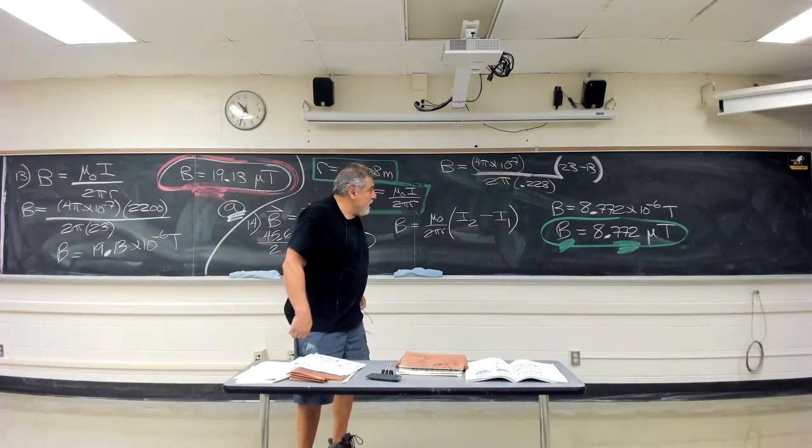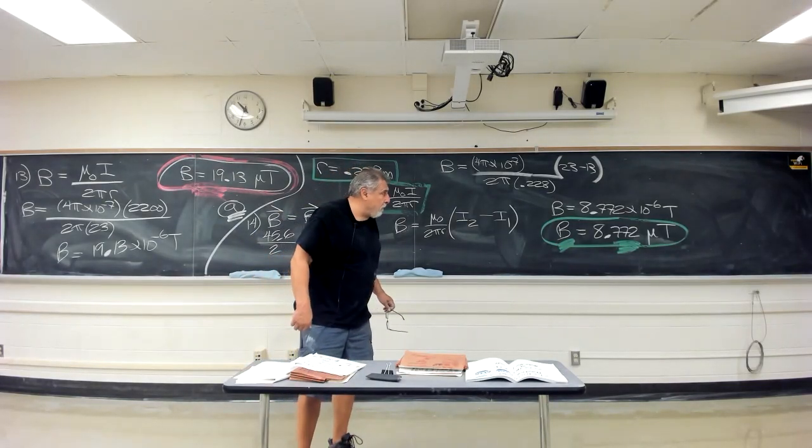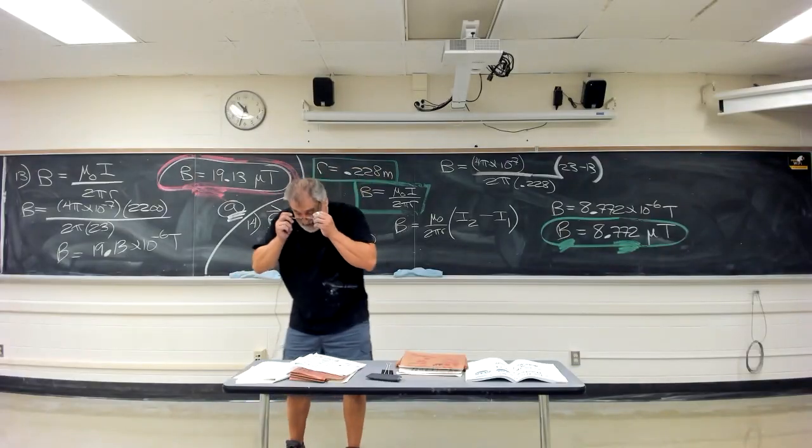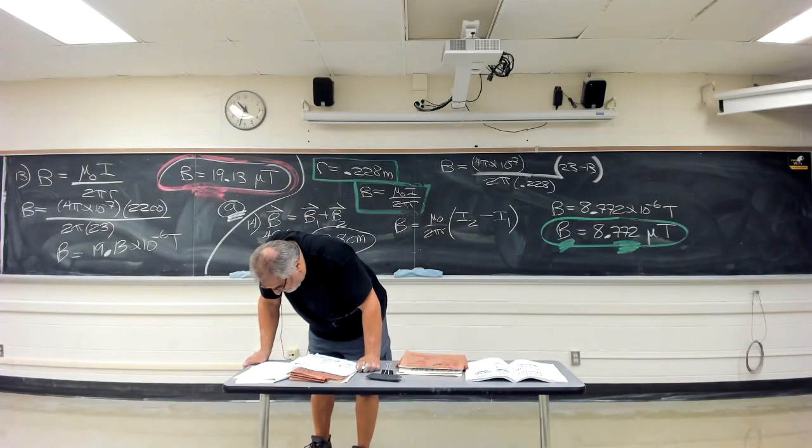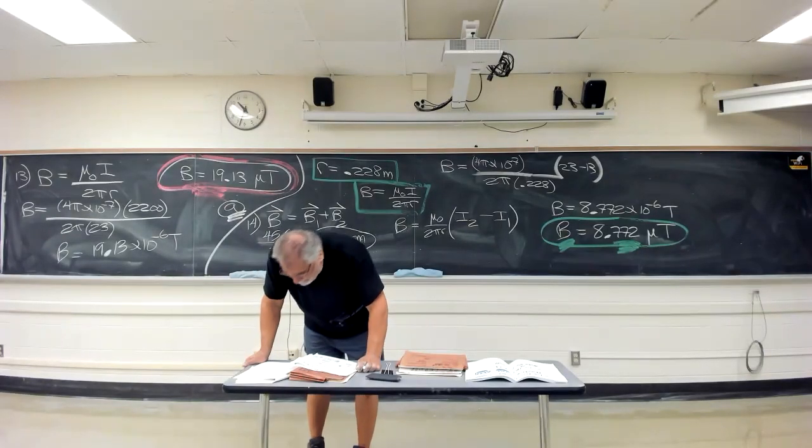Well, let's see what we got here, guys. 8.772 microteslas is very close to 8.77 e to the negative 6 Tesla. So that's A.